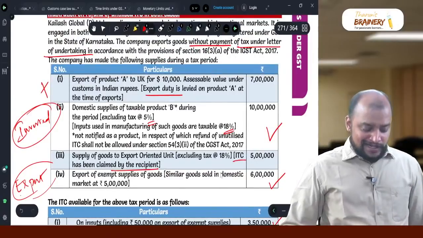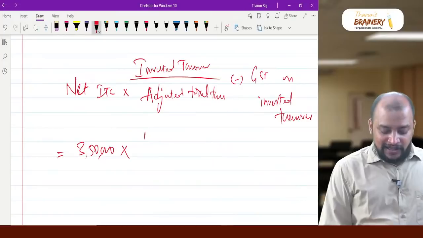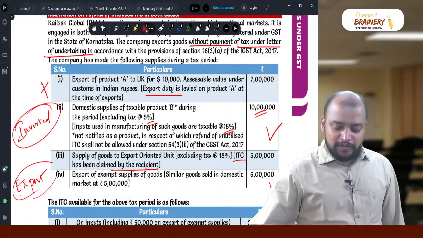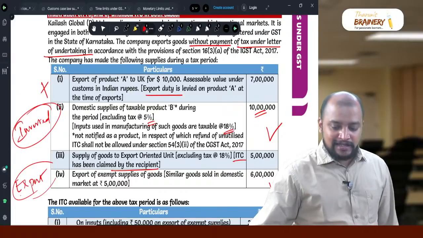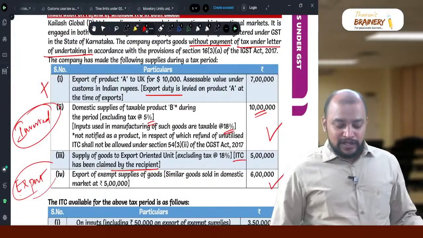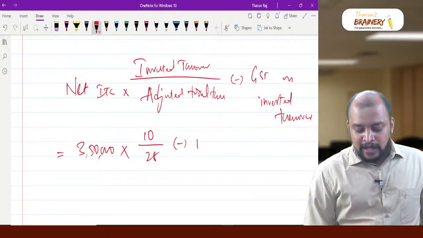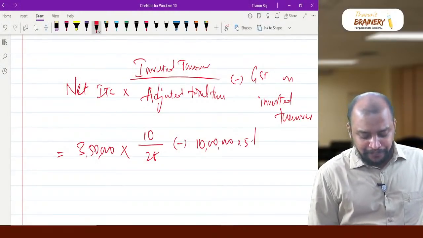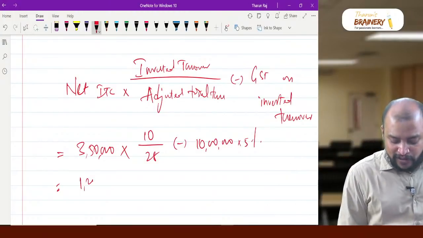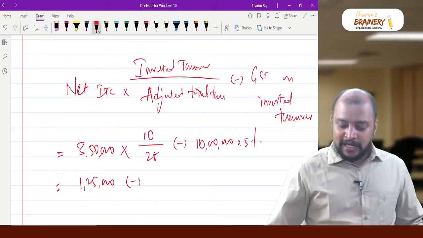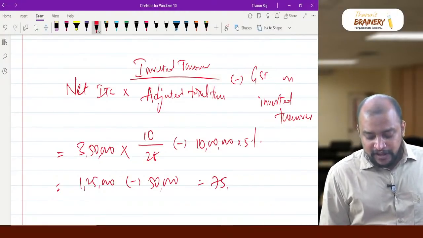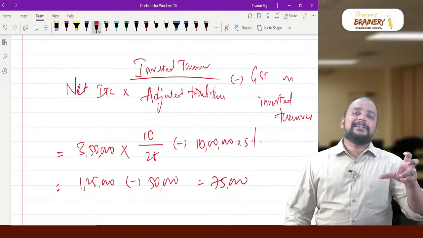Into inverted turnover. What is the inverted turnover here? The inverted turnover is 10 lakhs. So we will take 10 divided by adjusted total turnover. Adjusted total turnover will be 7 lakhs plus 10 lakhs plus 5 lakhs plus 6 lakhs, so that will be 28 lakhs. Then minus inverted turnover into GST rate. The inverted turnover is 10 lakhs, and the GST rate is 5%, so 10 lakhs into 5%. Now 3,50,000 into 10 divided by 28 will be 1,25,000. From this 1,25,000 we need to deduct 10 lakhs into 5%, that will be 50,000.